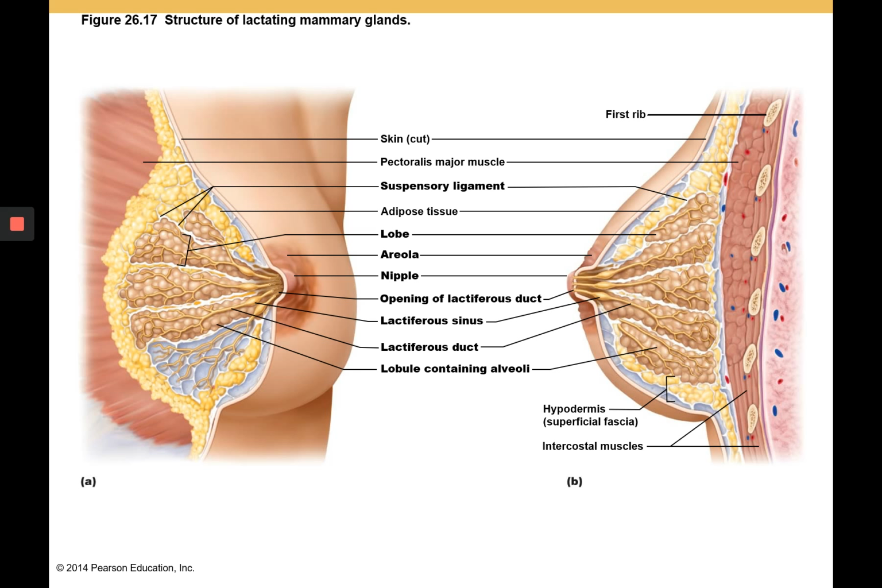Attached to each lobe of glandular alveoli is a lactiferous duct. From the glandular alveoli, milk would enter into a lactiferous duct, then a lactiferous sinus, and then eventually make it out of the body via the nipple, and that would be the openings for the lactiferous duct, where it exits the body.